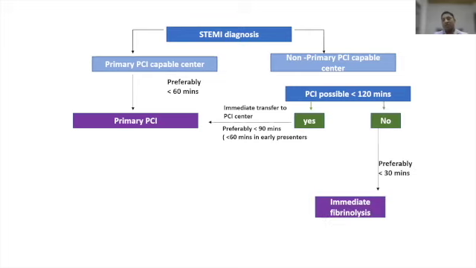If you can't transfer the patient within 120 minutes, then do immediate fibrinolysis. So from first medical contact onwards, within 10 minutes you do the ECG, and within the next 20 minutes you should have given the medical thrombolysis.